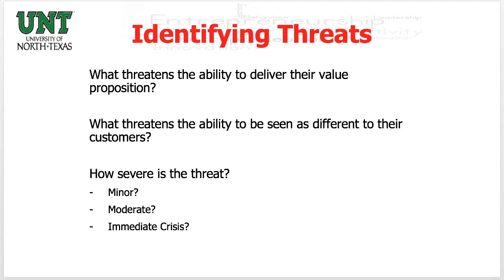Identifying threats. What threatens the ability to deliver the value that the organizations in the industry are trying to deliver? And what threatens their ability to be seen as being different to their customers? You have to determine how severe that threat might be. It might be something that doesn't really matter too much, and so therefore the industry might be strong. Now, if it's something that will greatly affect the industry, then that's a little bit more important.